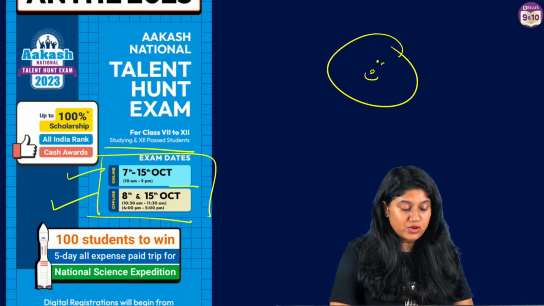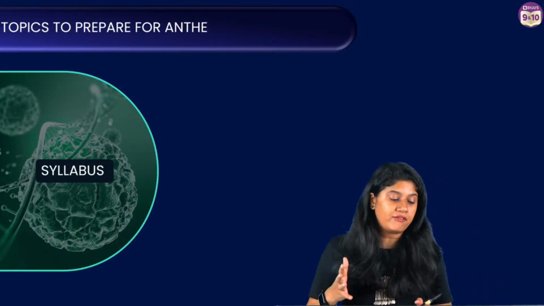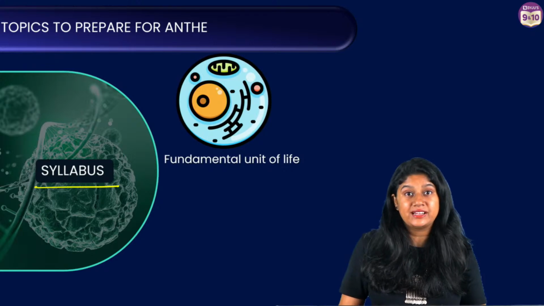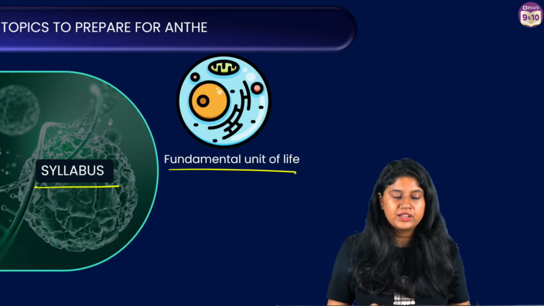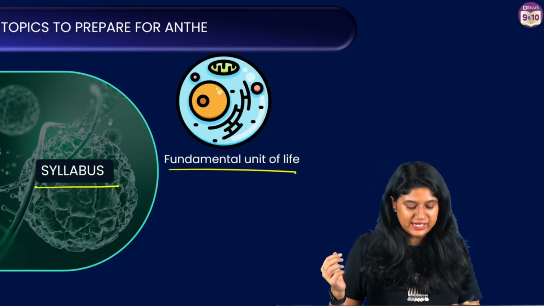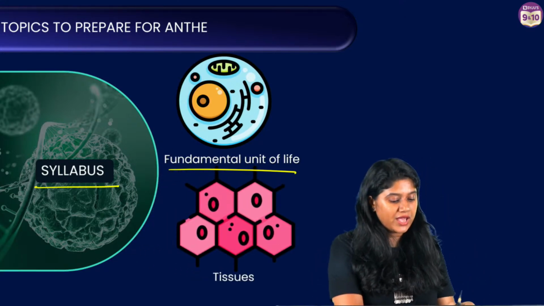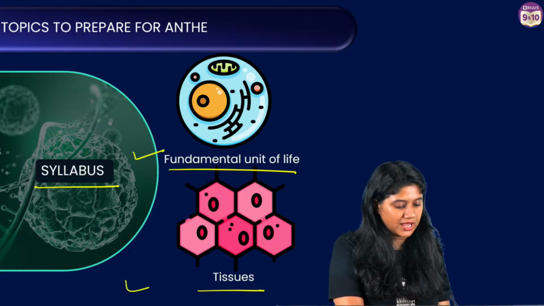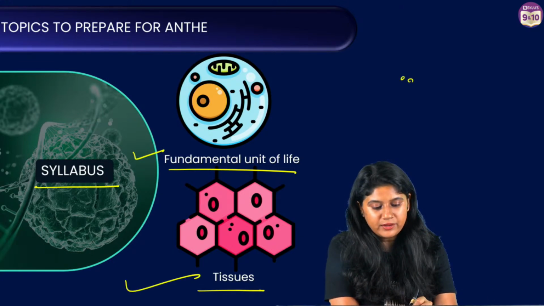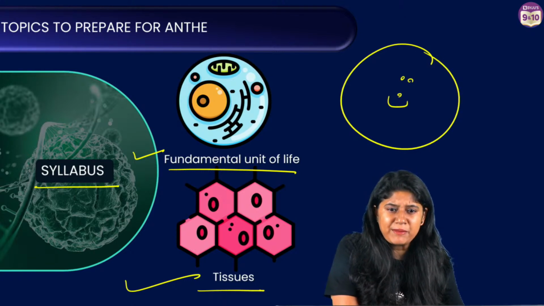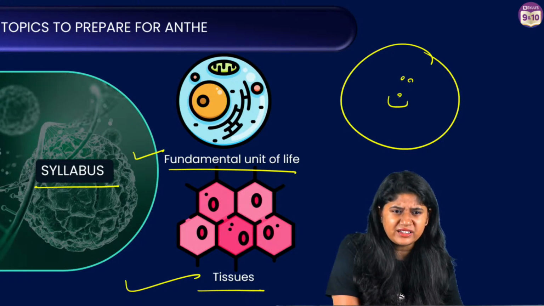If you look at the syllabus of the ANTHE, we have two very important chapters. The first chapter is the cell, the fundamental unit of life, our own very special cell, and then the next chapter is tissues. So we have these two chapters, the fundamental unit of life and tissues. Yes, if you have given the ANTHE examination in class 9, you can give it for class 10th again. Yes Rahul, that's not an issue.